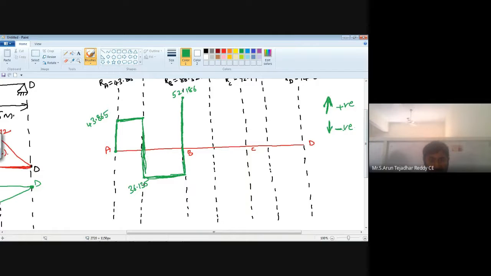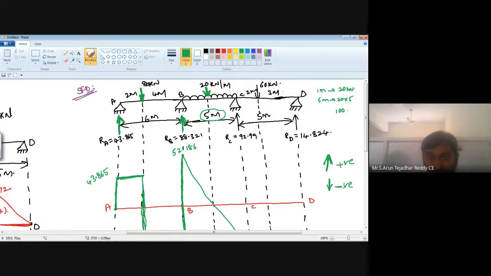This is 36, so somewhere here we'll get our value 47. This is uniformly distributed load, so you will get a diagram like this. It varies from top to bottom. Okay.